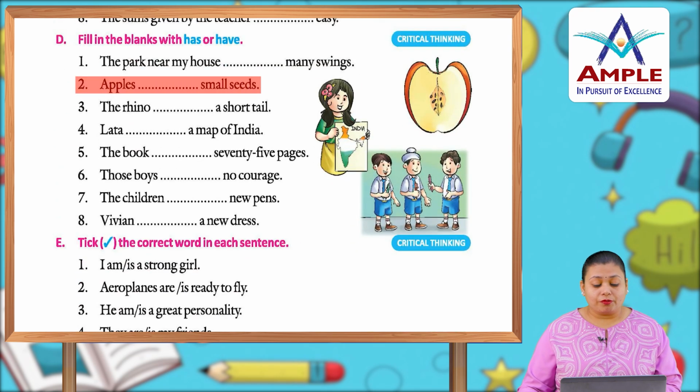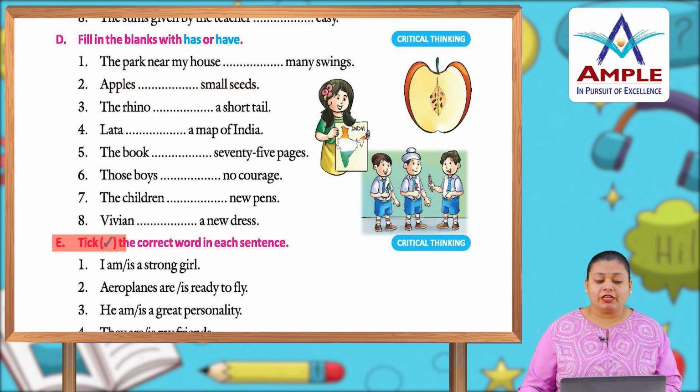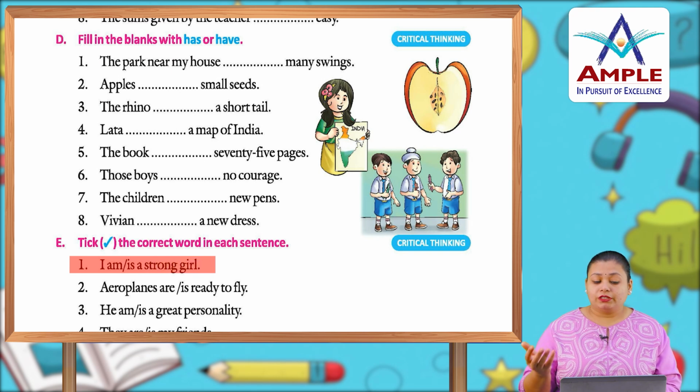Okay, now do the rest of the part by yourself. Number 3 is take the correct word in each sentence. I am a short girl. Here you have to take the correct helping verb, am or is. So with I we always use am, so we will take the am part. I am a strong girl.